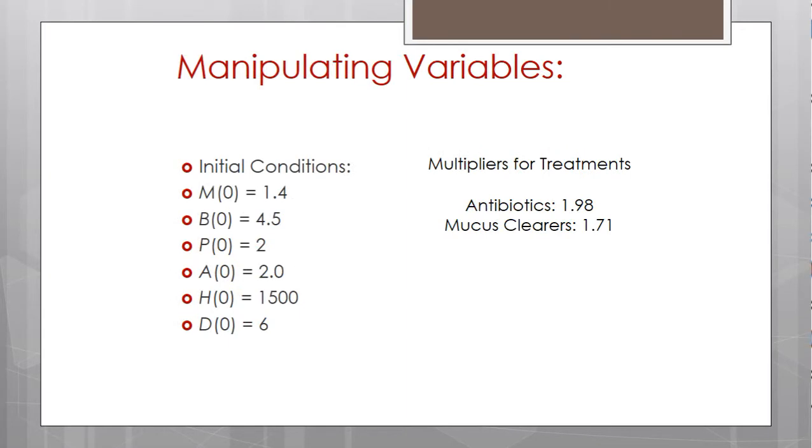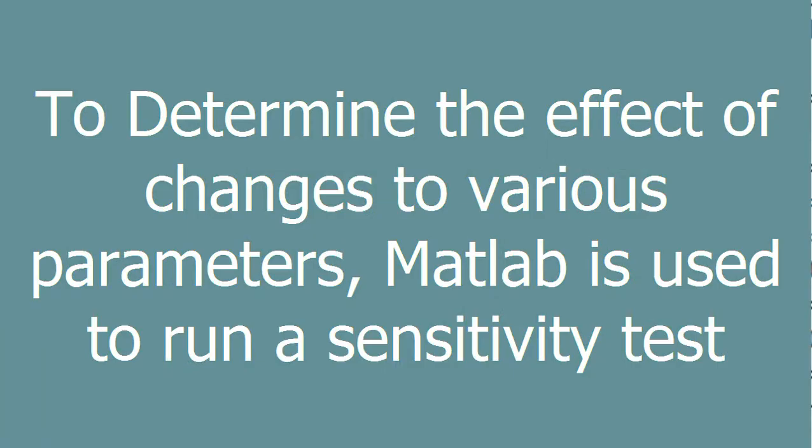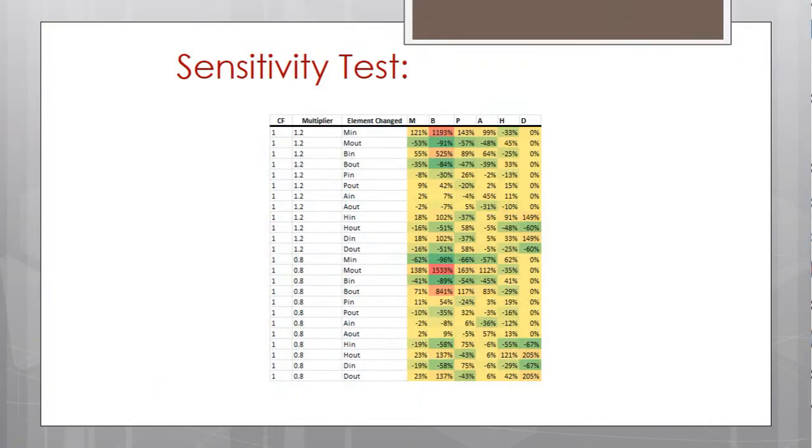We started with a series of initial conditions which are close to the steady-state positions of the model for a healthy individual. We then came up with a series of multipliers which we derived from the relevant literature which simulate using a treatment on a CF patient. There are a number of different treatments used to treat cystic fibrosis. We wanted to determine the effect of changing different parameters on the cystic fibrosis model. We did this using Matlab. This allowed us to focus on specific treatments.